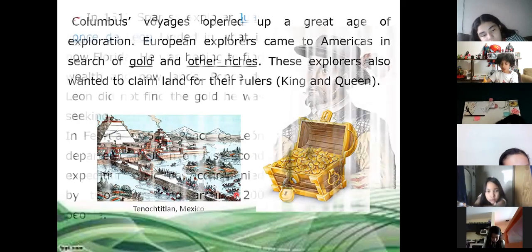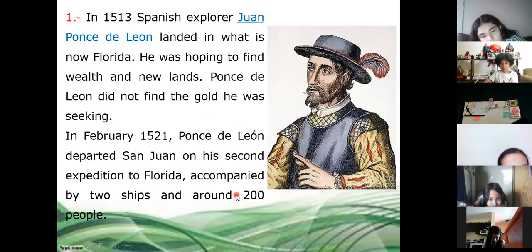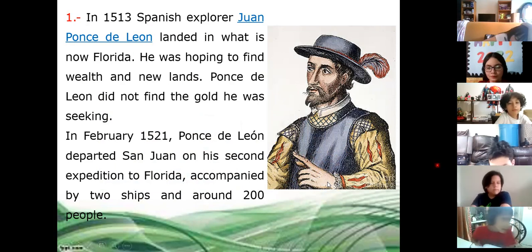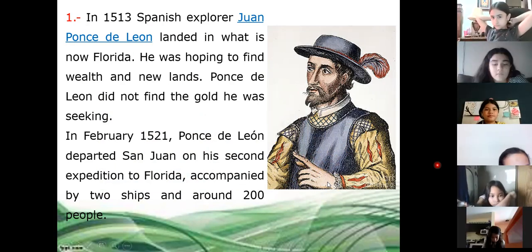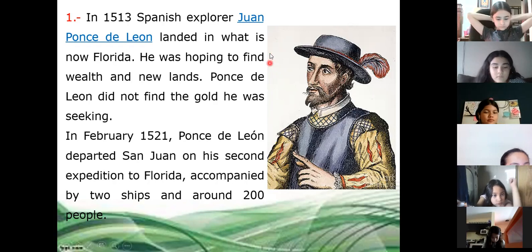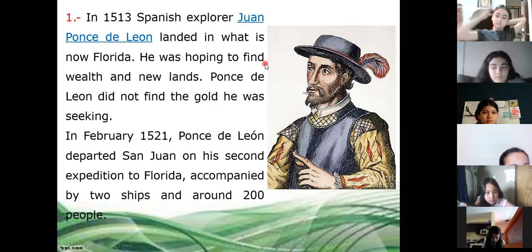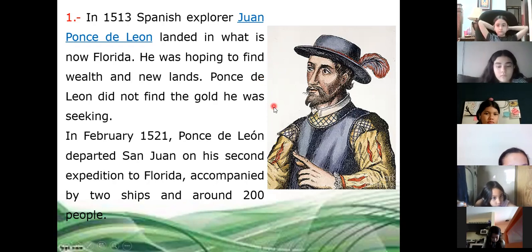Yes. Okay, now let's continue here. Remember that we're talking about Spanish explorers. So this is the first Spanish explorer. Let's see, Danny. Danny, help me to read this slide. In 1513, Spanish explorer Juan Ponce de León landed in what is now Florida. He was hoping to find wealth in new lands.